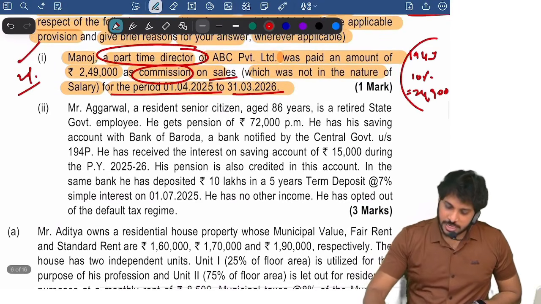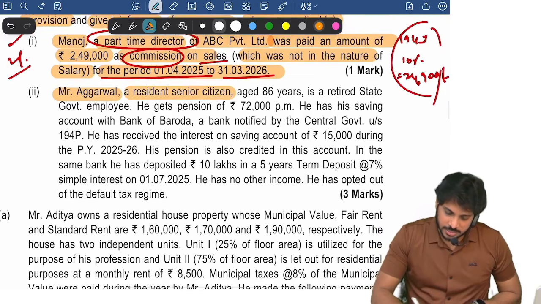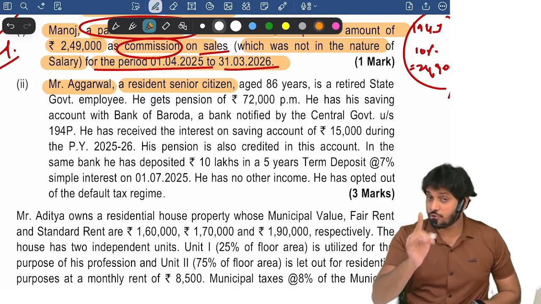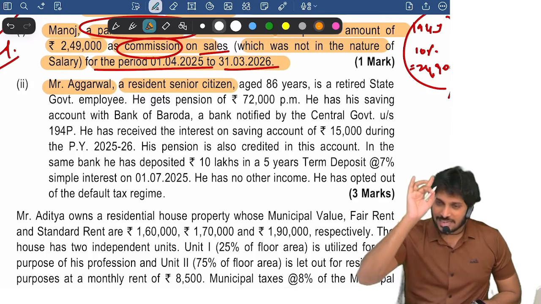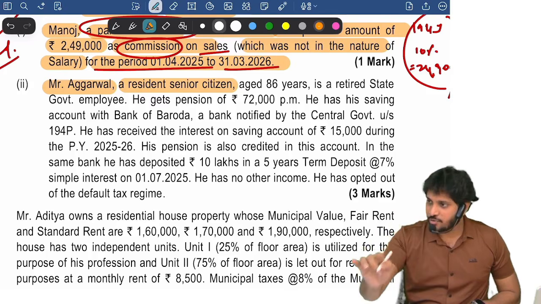So 194J considered, that's it. Next, for a resident senior citizen, any amount paid to a director who is not a part-time, not a full-time, who is not a salaried employee, try straight away, the nature of payment is irrelevant. Directly apply 194J. Clear?